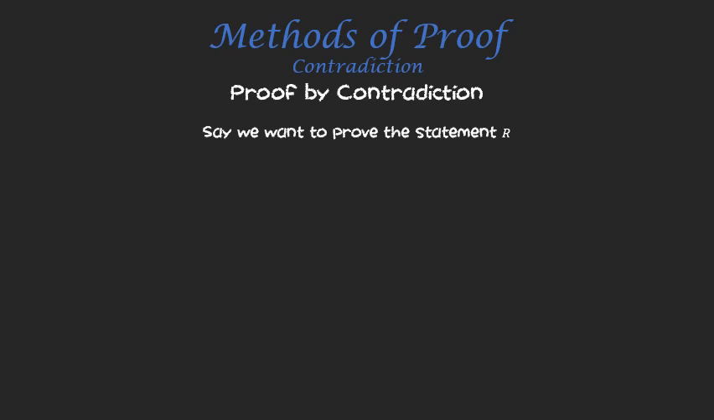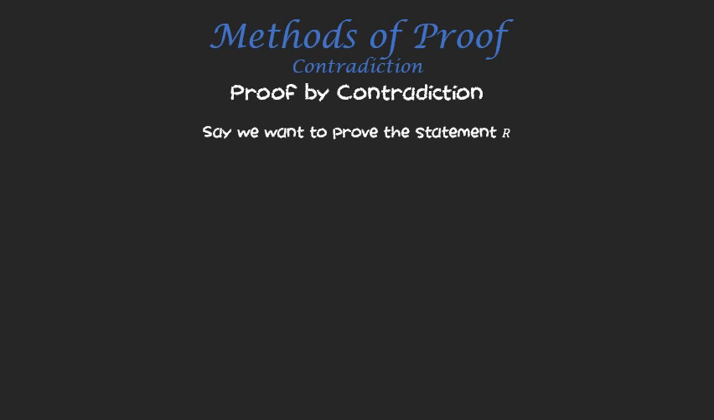So proof by contradiction works like this. Let's say we want to prove the statement R. One way to do this, and as you know, there are lots of different ways to prove the statement R by now, right? We could do it directly or by contrapositive if it happens to be an implication. Maybe it uses cases, right? We have all these different methods of proof.